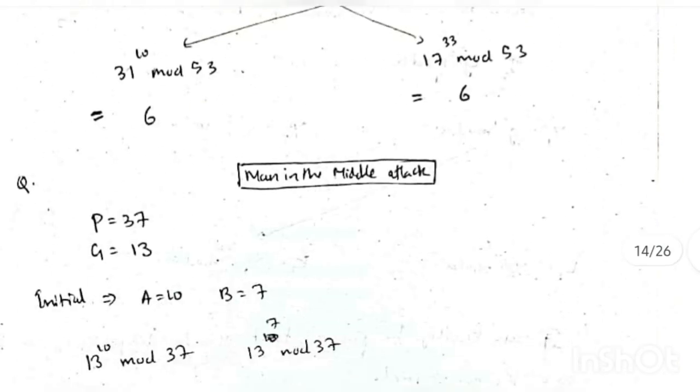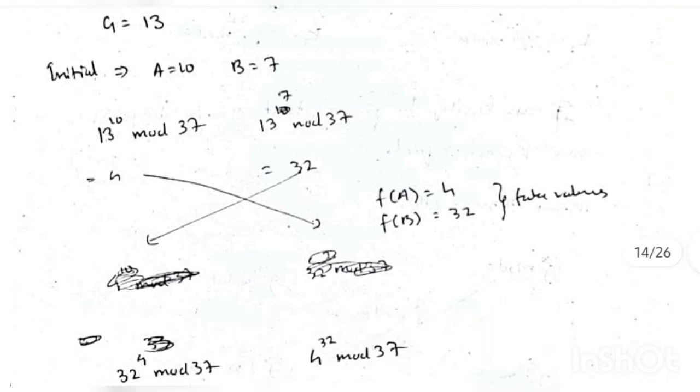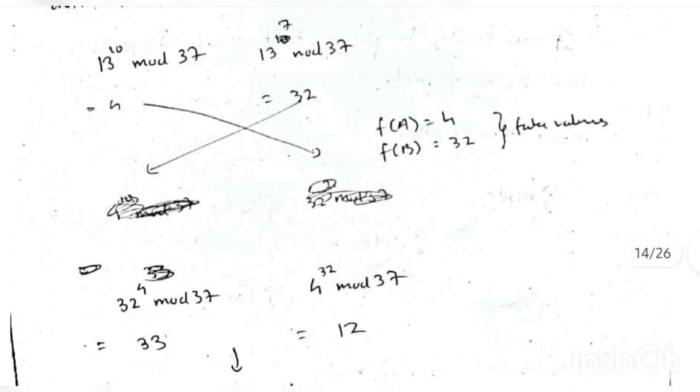What happens in the man in the middle attack is that when we calculate these values, the powers are changed. The hacker in the middle changes the powers. We are doing 10 here, right? But the hacker will say it is 4 and 32. So instead of 10 and 7, we will take 4 and 32.